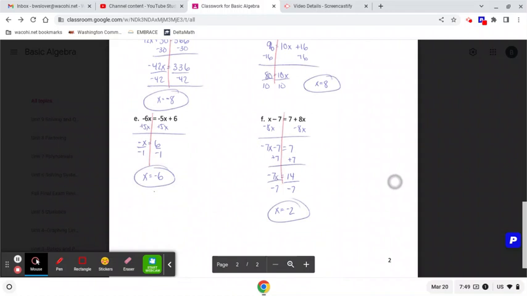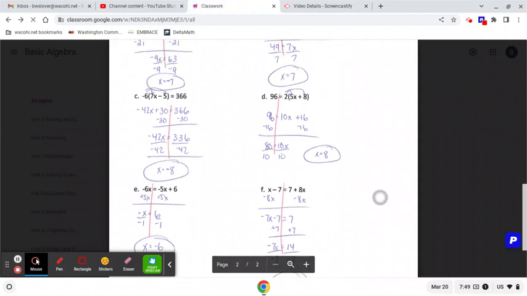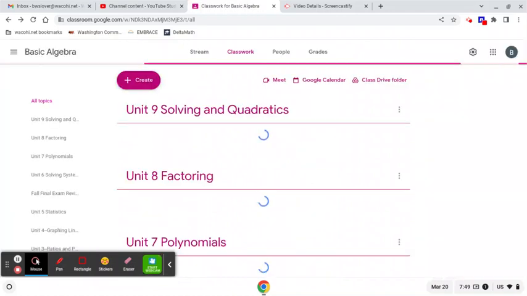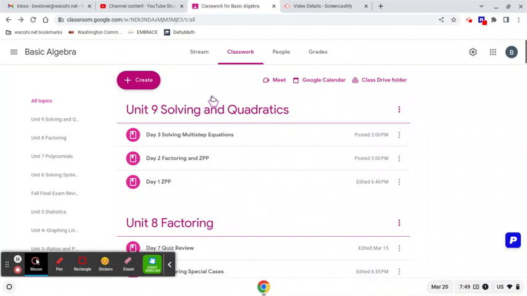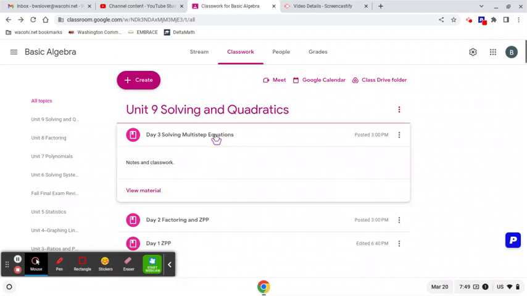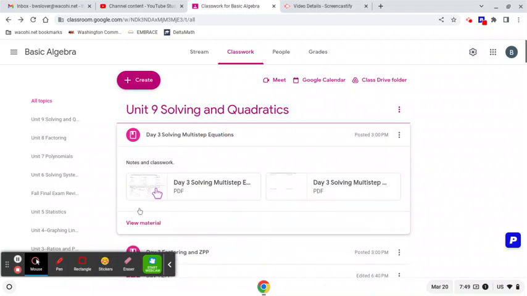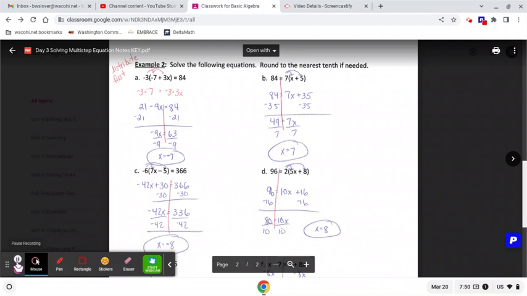Example 2, there are 6 of them. Now some of them I have added. Sorry, I don't know what happened. Okay, so let's try this again. I don't know what happened there.